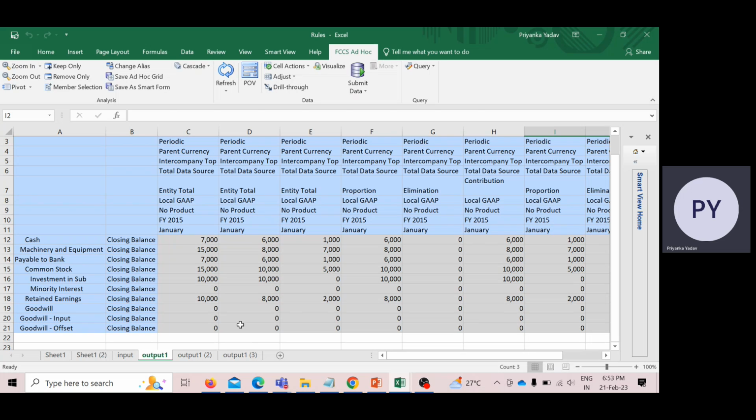Right now, what do you see? That investment has not got eliminated. We are getting the total of both the common stock. We are not finding figures for minority interest or goodwill, and retained earning is not even proportional. So we have deployed the investment rule. We will now refresh the sheet.